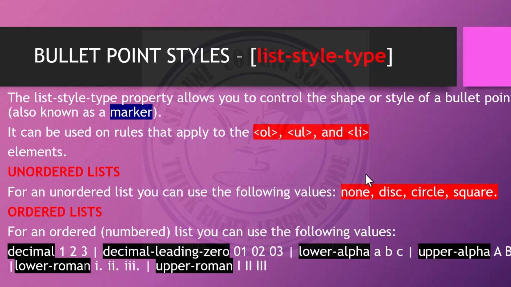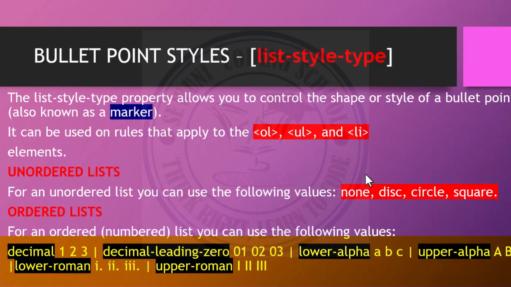Okay, unordered lists. For an unordered list, you can use the following values: none, disc, circle, and square. That is for unordered lists. Now for an ordered list, or numbered list, you can use decimal, which is 1 2 3 4, and then we can use decimal-leading-zero, which is 01, 02, 03, in that order.